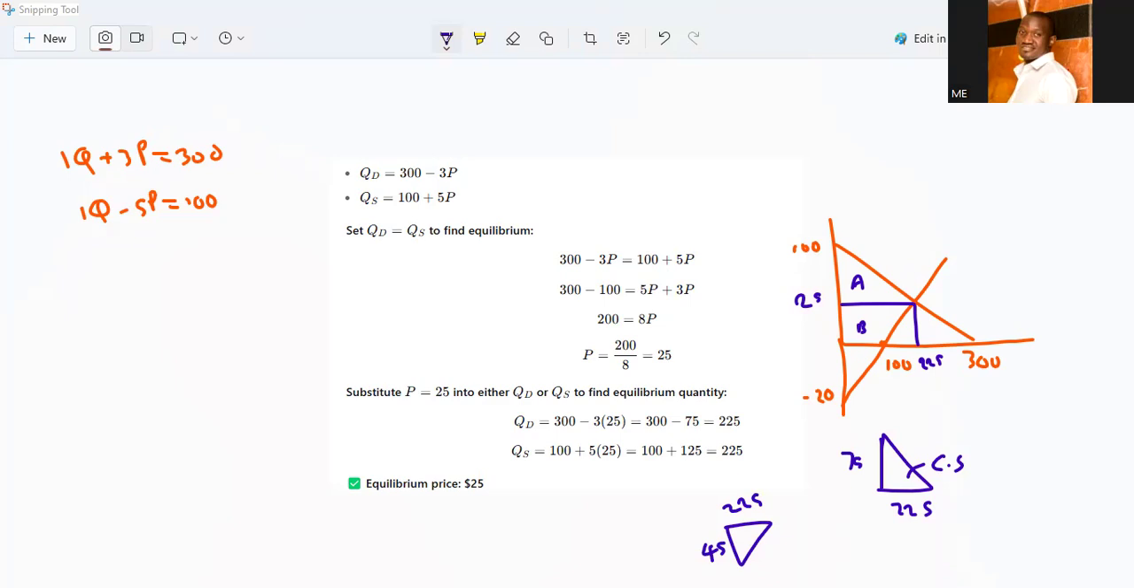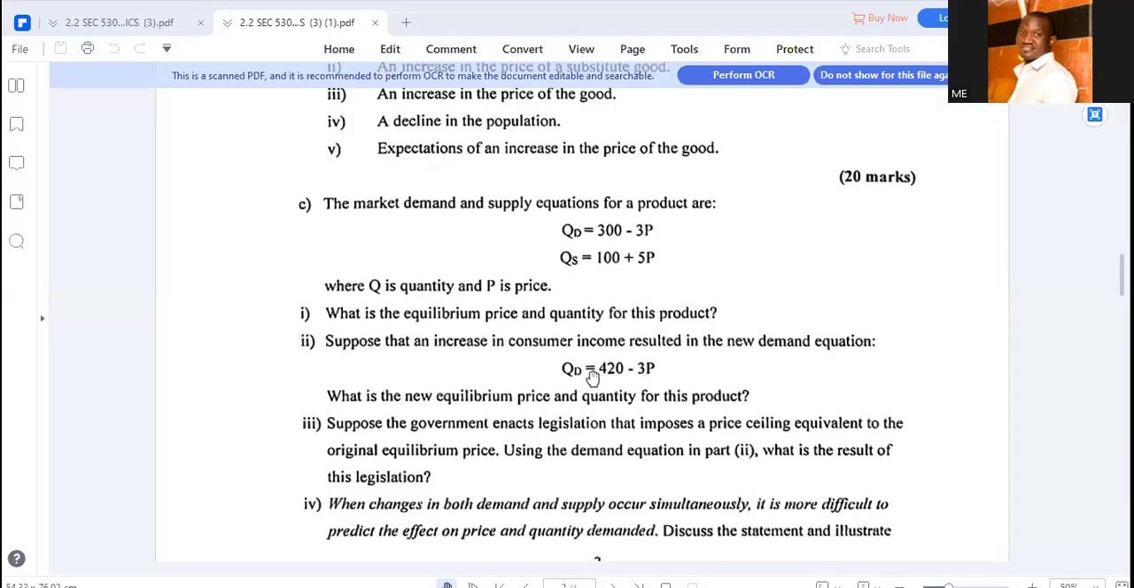Then we go to the second part of the question, which is asking us to calculate the new equilibrium if the demand has been changed to 420 minus 3p. The procedure is simply the same. You just need to equate the new demand to the old supply. The supply remains the same. Okay, so what becomes our new equilibrium? We just substitute in the equation.